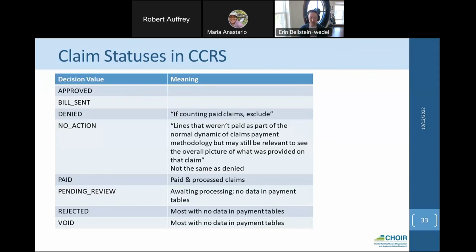But these no action claims, that's a new thing that started appearing. The claims that I have seen that for, you don't know exactly why it got a no action status on that line, but the ones that I have seen were for COCs where the community care provider provided too many of a kind of CPT, and so it got a no action. So it wasn't paid, it wasn't denied, it's just kind of in a middle ground. So you might want to consider counting no action claims out of CCRS, depending on what you're wanting to use. And then there's paid and pending reviewed, and then rejected and void are similar to denied.